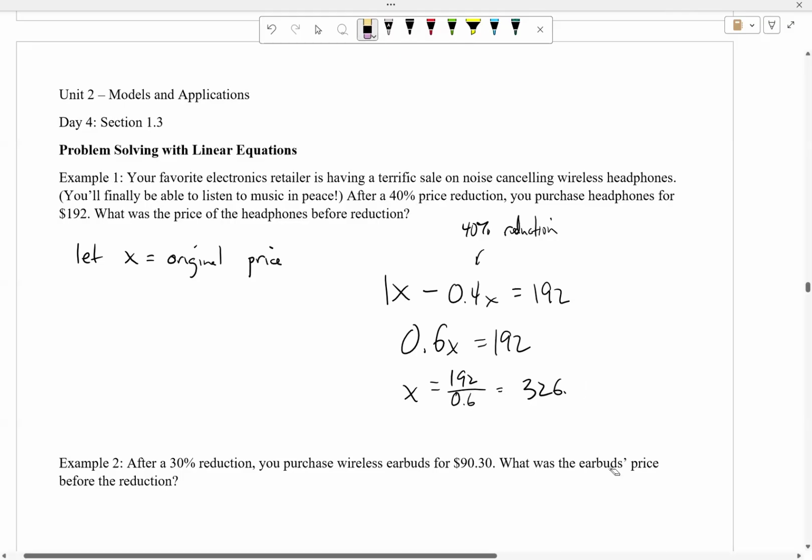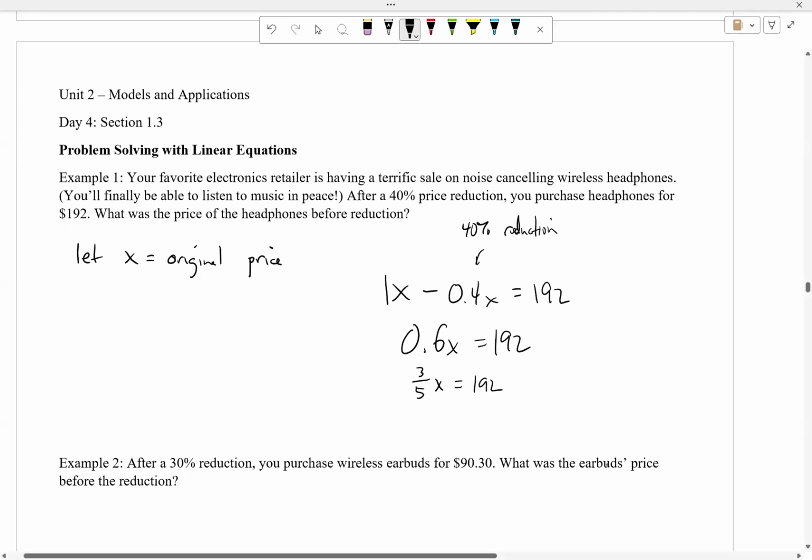I'm not trusting calculators. I guess I gotta do this without. Without means not using a calculator. It won't be 326.666666. So I'm gonna do this a different way. 0.6, I'm gonna rewrite as 6/10 or 3/5.